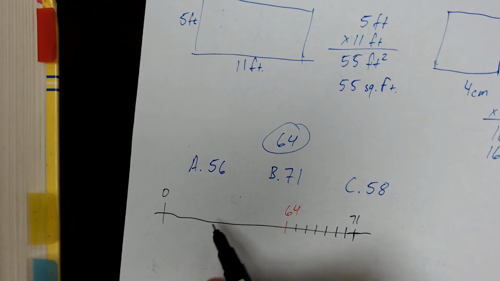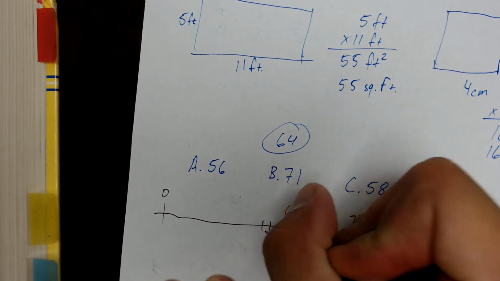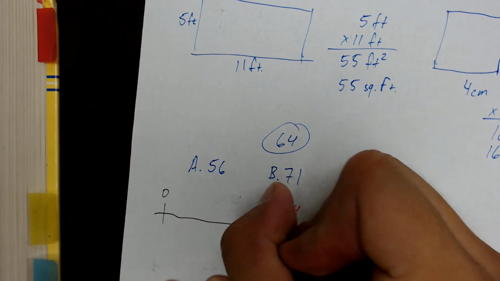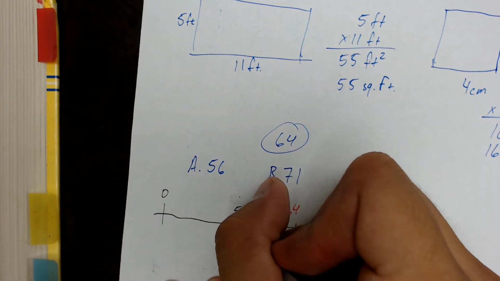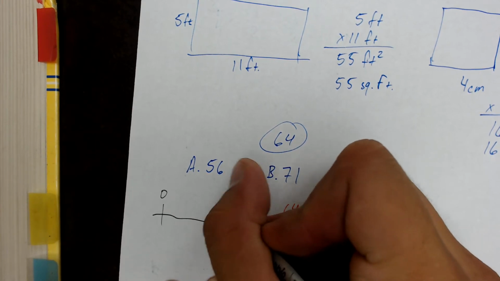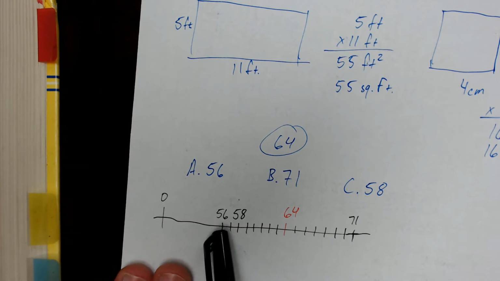And then I can count down to get to these other 2 numbers. So I'll count down. I got 63, 62, 61, 60, 59, 58. Oh, 58 is one of them. So 58 is right there. And then I've got 57 and 56. 56 is right here. So I can already tell 56 is not going to be the right answer, because 58 is already closer to 64.